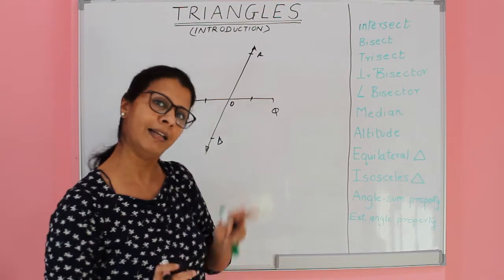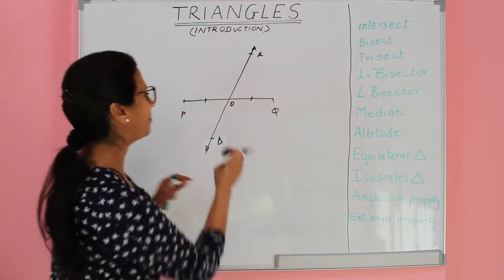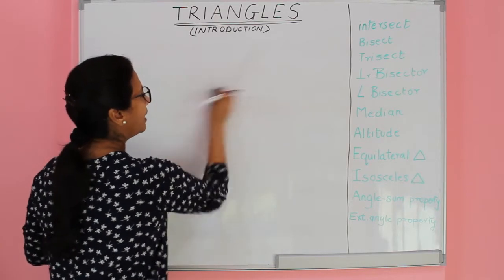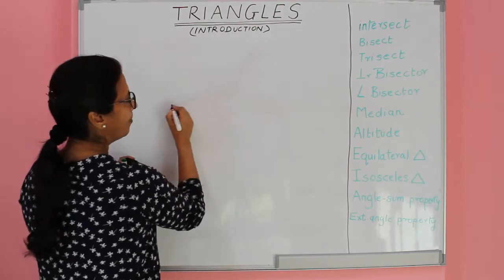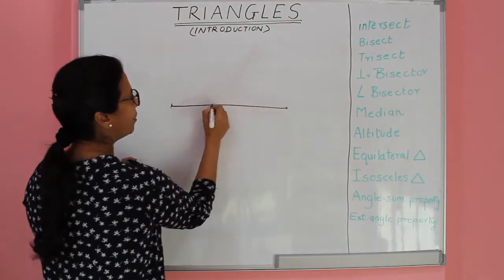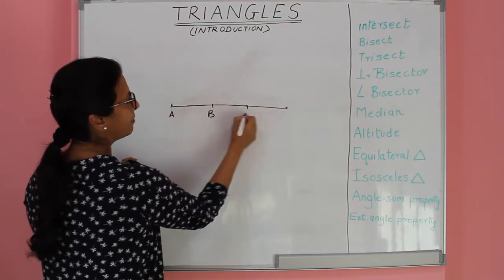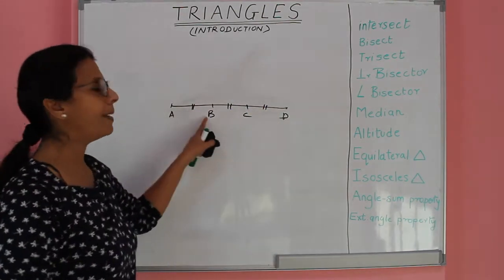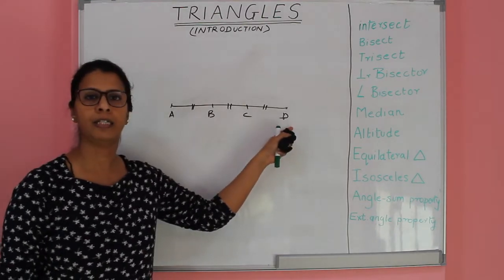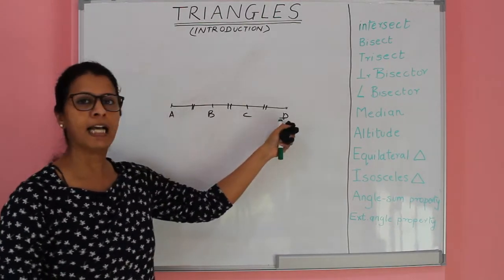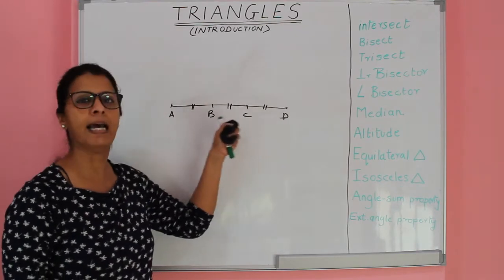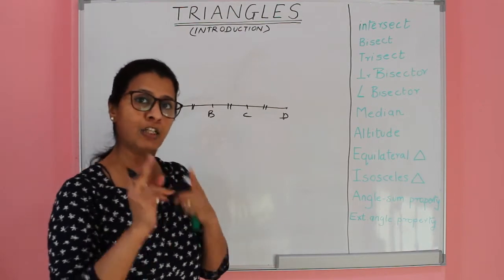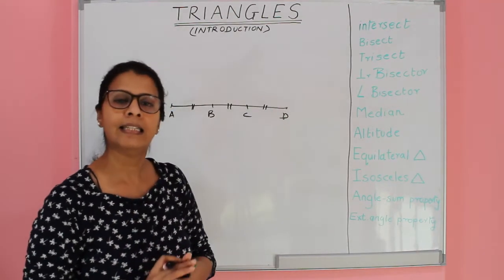What does trisect mean then? Cutting it into three equal parts. The moment the word trisect comes in the question, you should know that the line segment has been divided into three equal parts. So I will say this part is equal to this is equal to this. My AB is equal to BC is equal to CD. So the line AD has been trisected at points B and C. Clear? So intersect is just cutting, bisect is cutting in two equal parts and trisect in three equal parts.